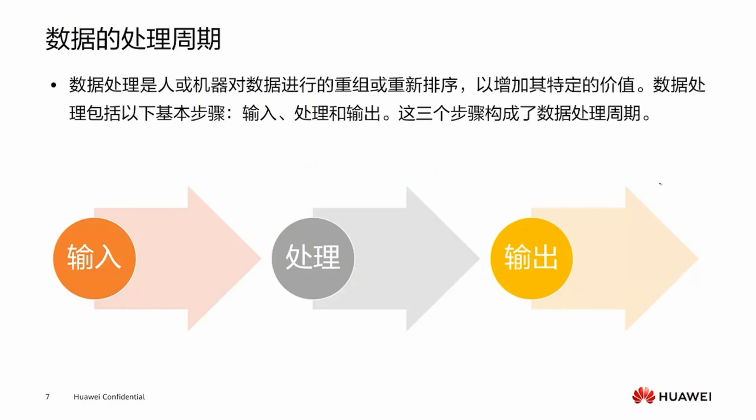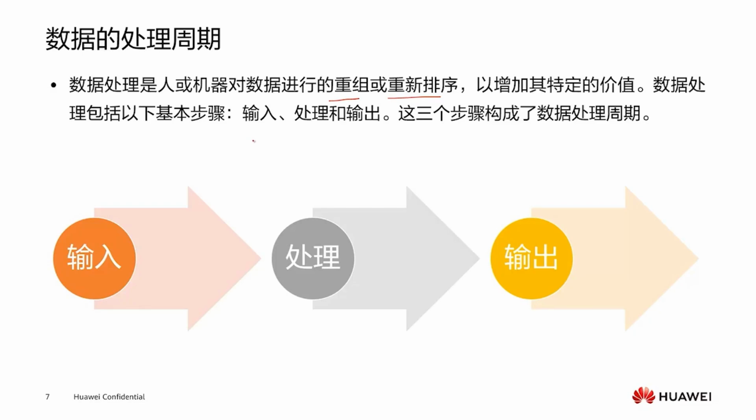So how do we process data in our computer systems or in our IT systems? Data processing is the process of a person or machine reorganizing or reordering data. This process can increase the specific value of the data. In our course, what we are actually concerned about is the machine's processing of data. Of course, even if it is the machine's processing of data, it also needs human intervention.